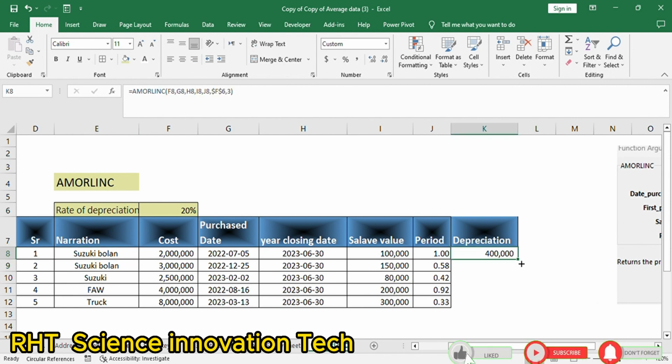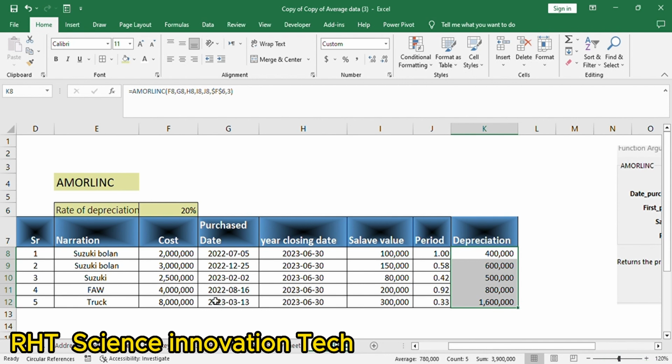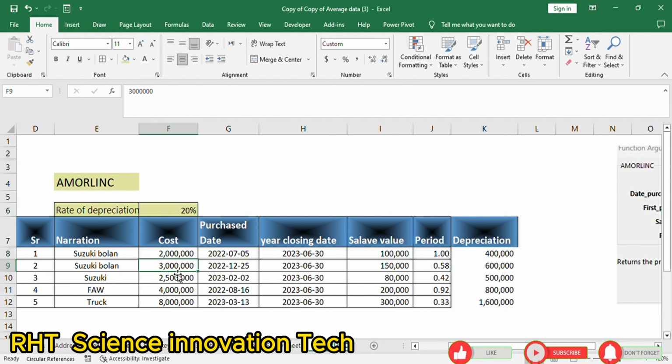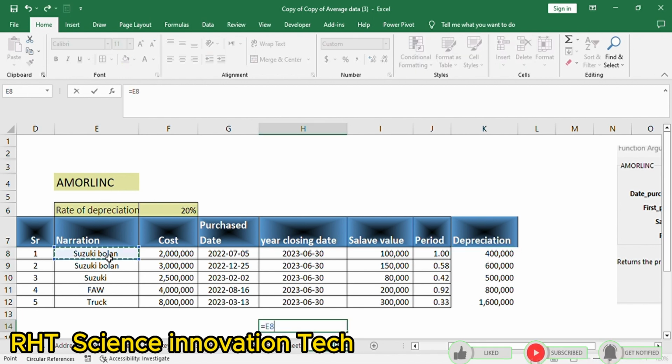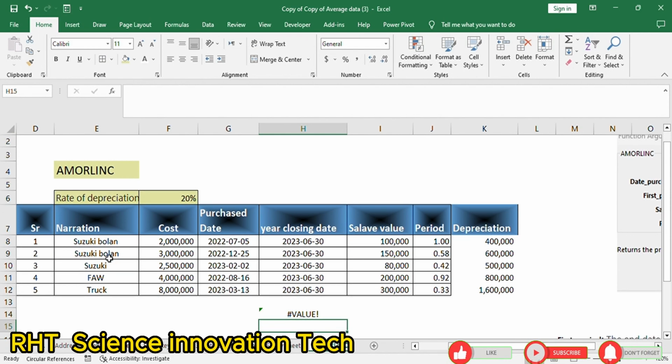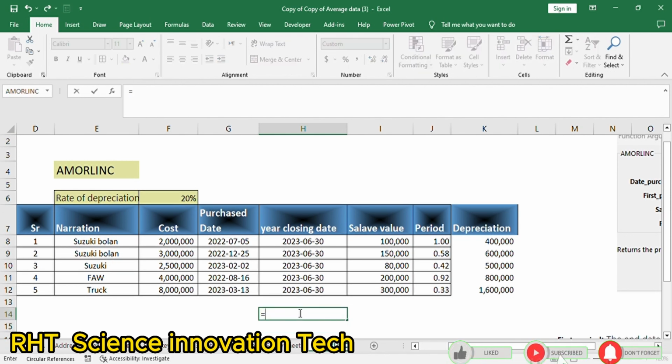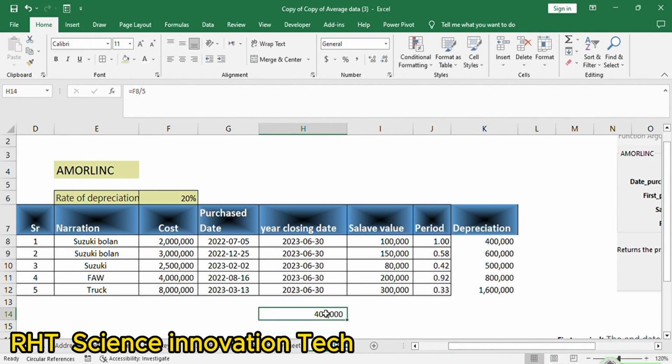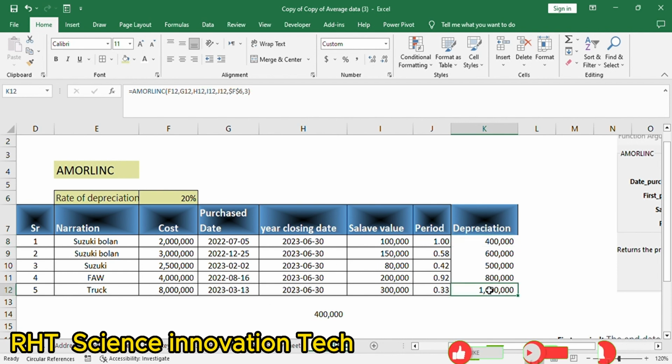Now dragging the formula down, we will get the depreciation for the rest of the assets of this company. It is actually based on the straight line method. So if we divide by this 20%, this means this is for 5 years. So this divided by 5. See, this is 400,000. We also have 400,000 here.